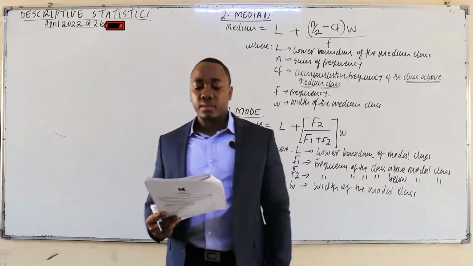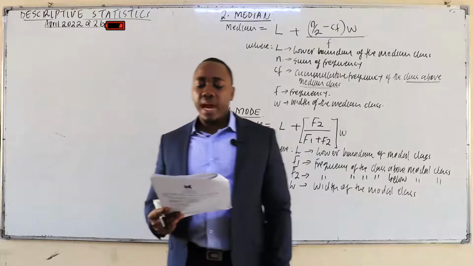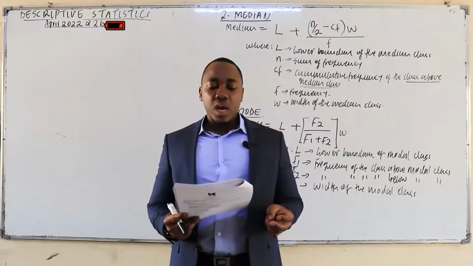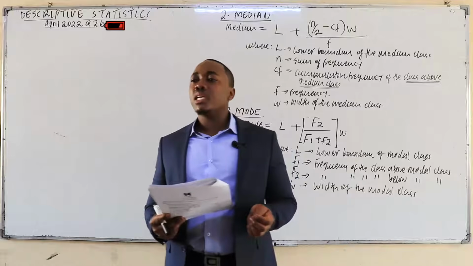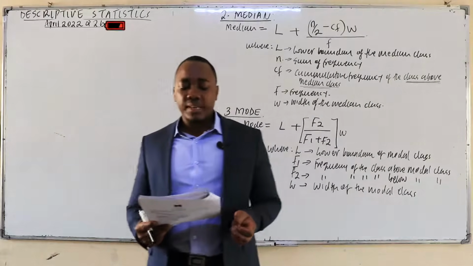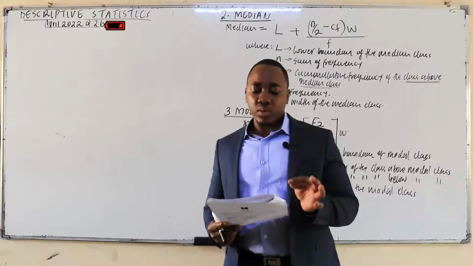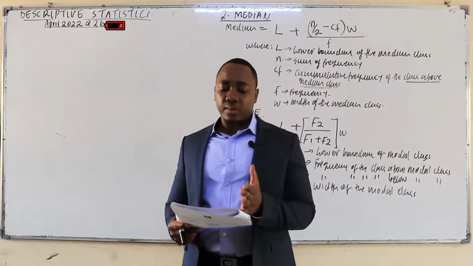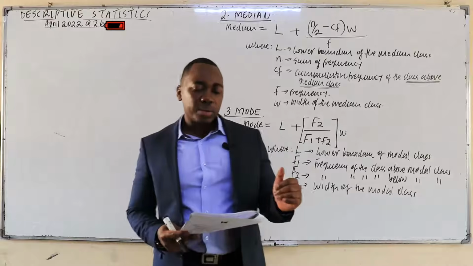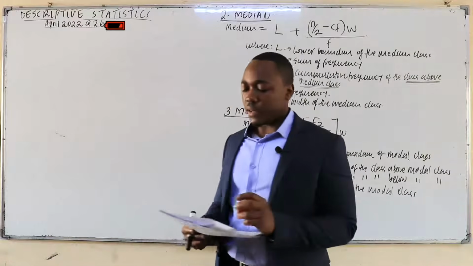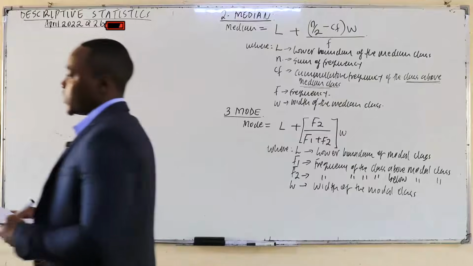Required. Compute the following measures and give an interpretation of each. Number 1 is the mean age. Number 2 is the median age. Number 3 is the standard deviation. Number 4 is Karl Pearson's coefficient. So first of all, I want us to do the mean, the median, and the mode using that illustration. We'll come later to discuss the measures of dispersion, that is, the standard deviation and coefficient of variation. So how do we use that information?